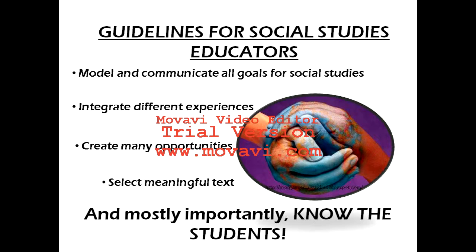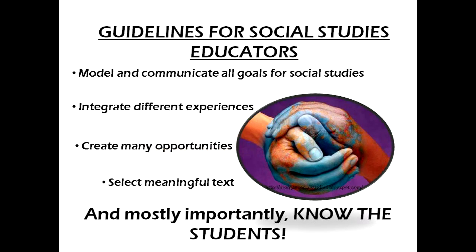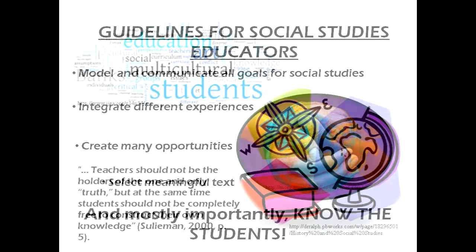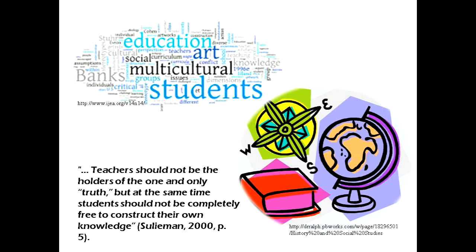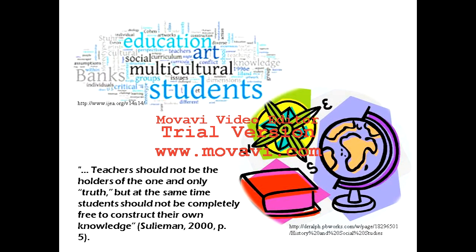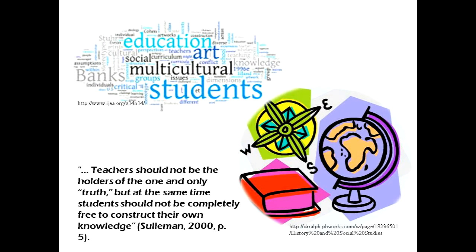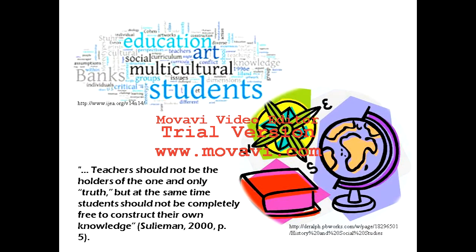There are many strategies educators can use to incorporate multicultural education into the classroom, but do these strategies actually increase student interest in social studies? Solomon suggests a solution to student interest in social studies while implementing equity pedagogy through multiculturalism. He states, find a balance between student and teacher-led instruction. Teachers should not be the holders of the one and only truth, but at the same time, students should not be completely free to construct their own knowledge. The teacher must work between these two extremes to become an effective facilitator in the classroom.